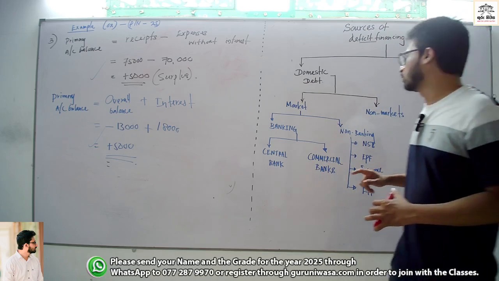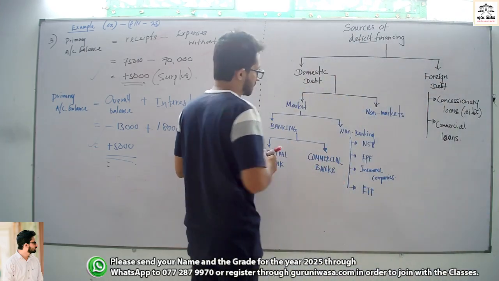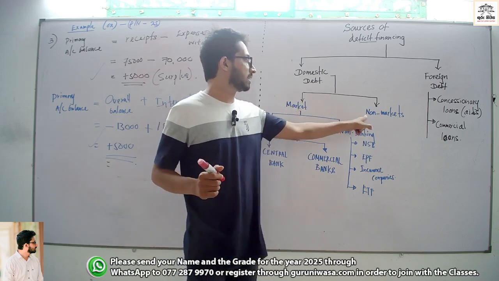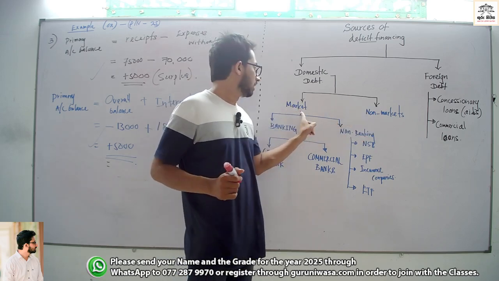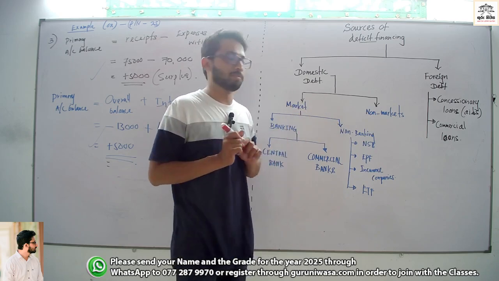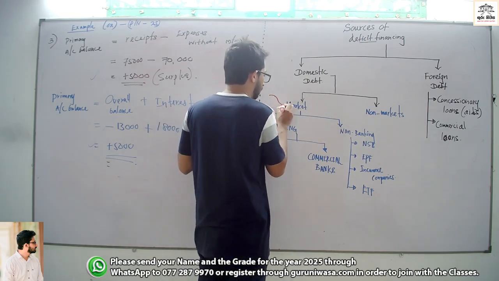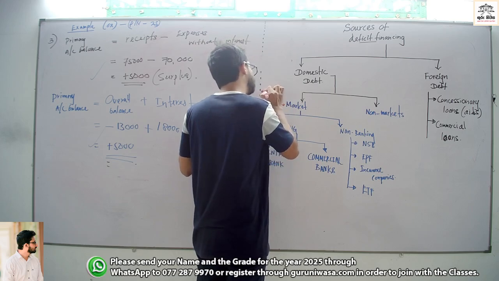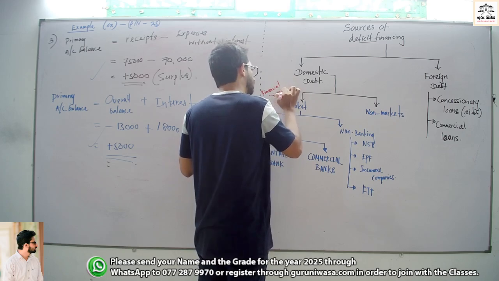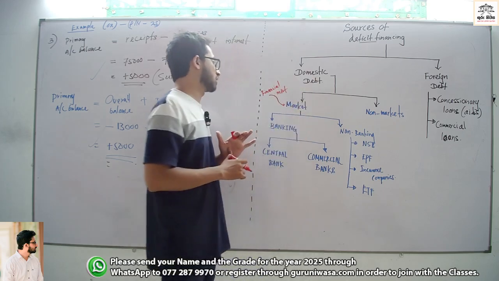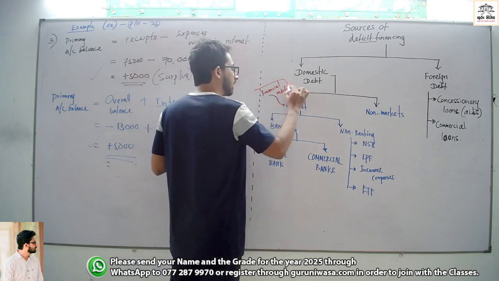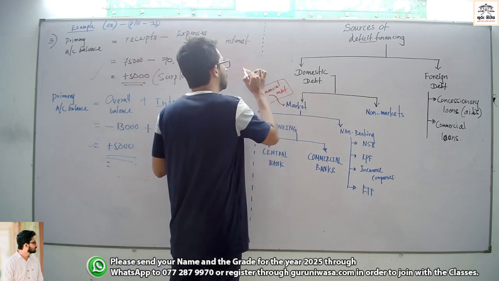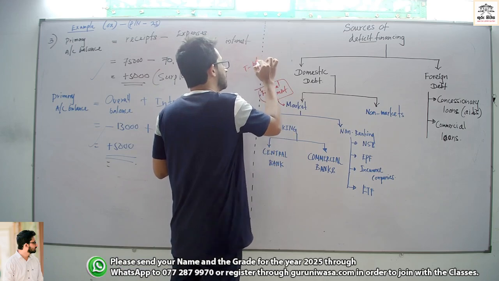When it comes to domestic debts, there are two parts. Number one, market sources. The other one is non-market sources. Market means financial market. Government can borrow funds from the financial market. Remember, if government wants to borrow funds from the financial market, government has to issue treasury bills and treasury bonds, T-bills and T-bonds.